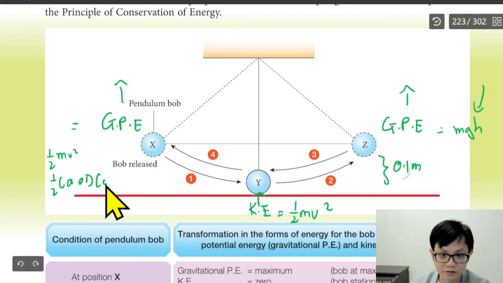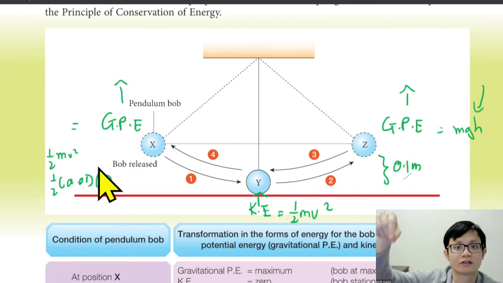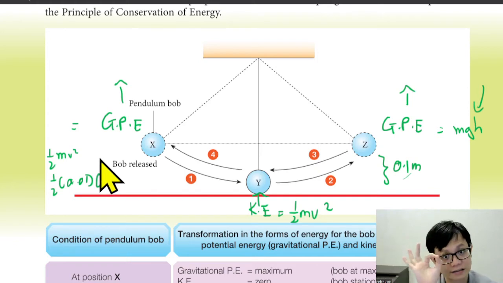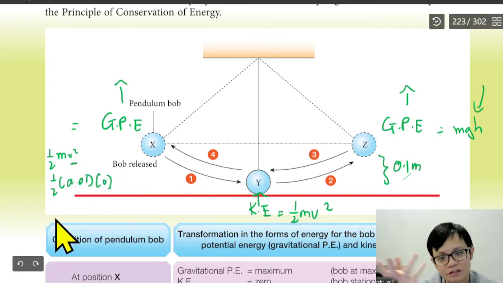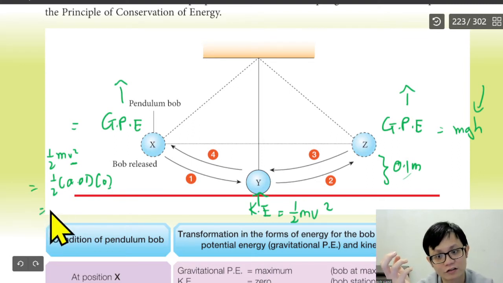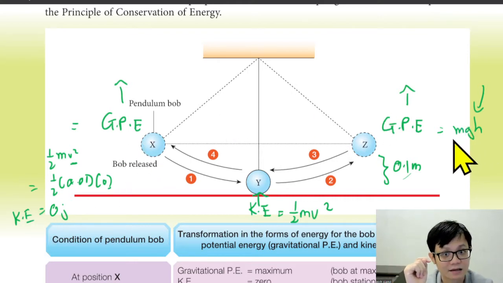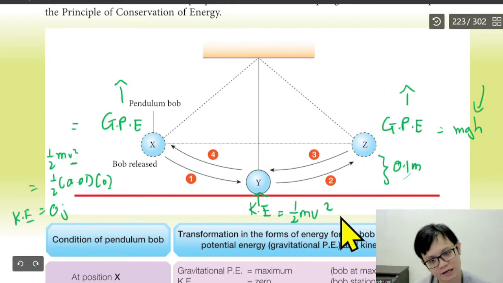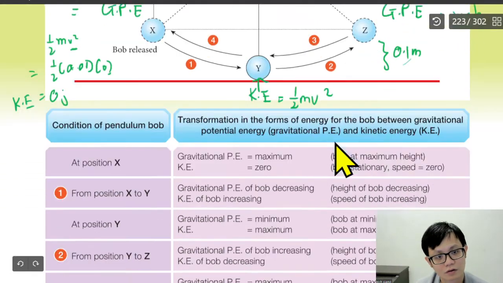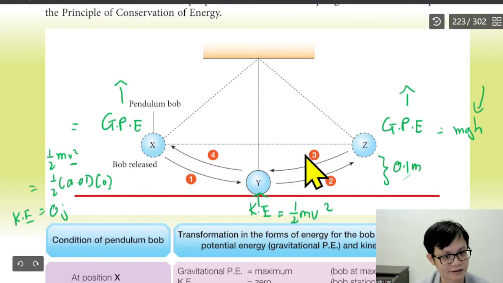The speed is 0. Eventually it will stop. When you go up, it will stop. So when it stops, it will have 0 speed. Whatever times 0, you get back 0. So eventually you get 0 kinetic energy, but it has the highest potential energy. You get what I mean or not? I'm not sure I can make you understand or not. I hope you can understand.